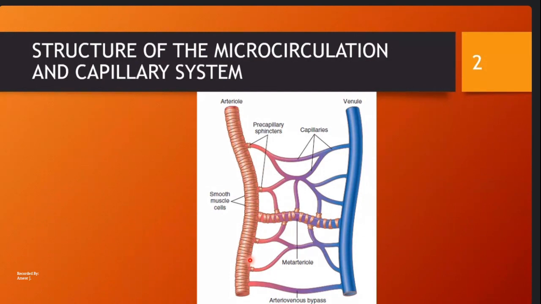From the arterioles, there are several openings into very small vessels named capillaries, and these capillaries are connected to each other and form a very extensive network of capillaries, and finally they will connect to the end part of the venous system, named venules.